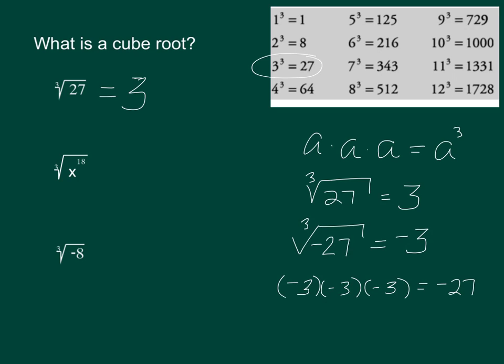Okay. So this one, very similar to the one we had previously, the cube root of x to the 18th. We can say, how many times does 3 go into 18? And the answer is 6. So x to the 6th is the cube root of x to the 18th. Can we take the cube root of negative 8? Well, if we look right here, we see that 2 cubed is 8. So when we take the cube root of negative 8, we should get negative 2.